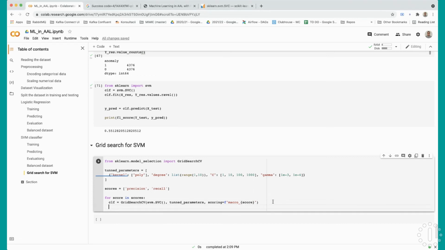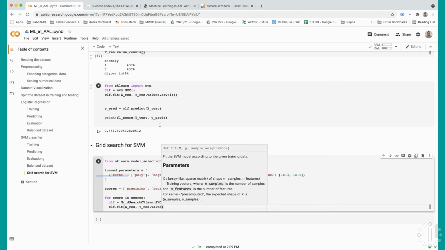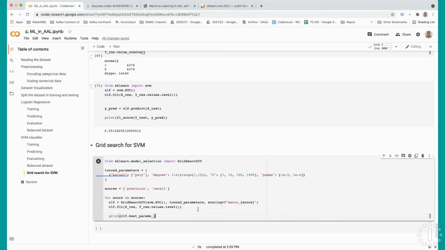After having the classifier, we will fit the data, but we will now fit the balanced data set, because that showed us that we can have some better results. Also for the y values, they have to be a one-dimensional array again, so we'll unravel them again. Okay, and after doing this, we can print the best parameters for the classifier. This will try all of the parameters over here.